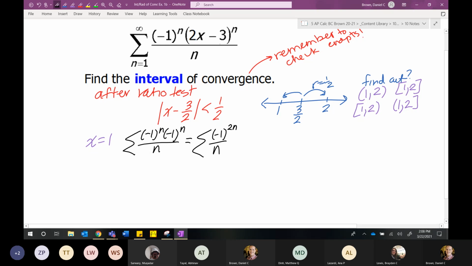Well, if I have 2 times n, is 2 times n always going to be an even or an odd number? Even. If I have negative 1 raised to an even number, what is it always going to be equal to? It's just 1. Another way to think about this, if you split up the exponents, negative 1 squared is 1, and then you have 1 to the n. What's 1 to the n always equal to? 1. So basically that whole series is going to simplify to 1 over n. What can we say about that series? It diverges. Why? It's harmonic.